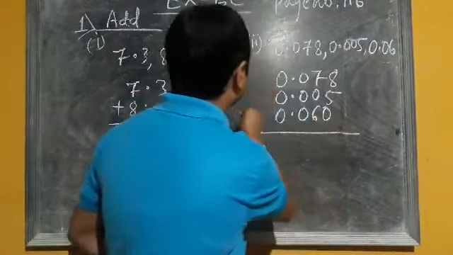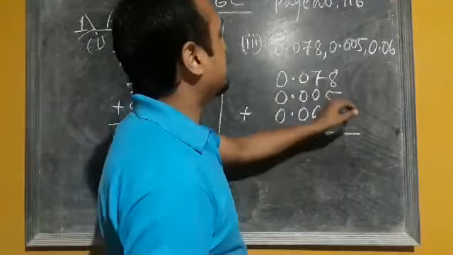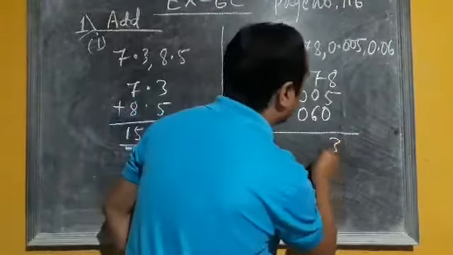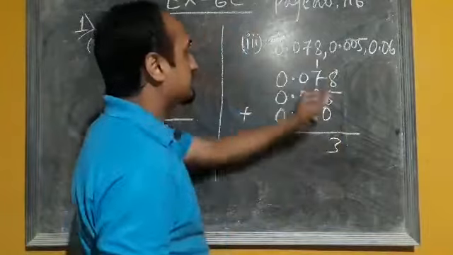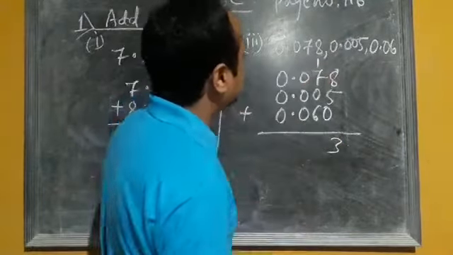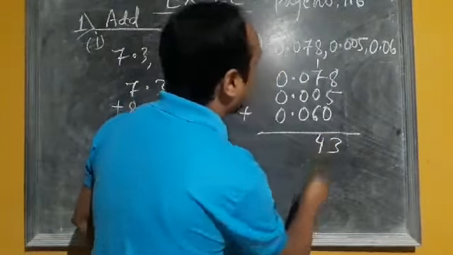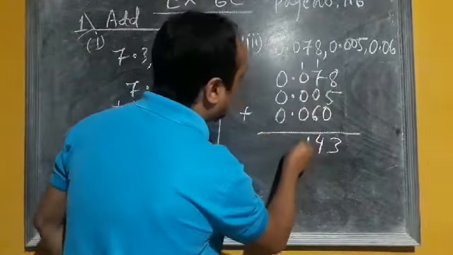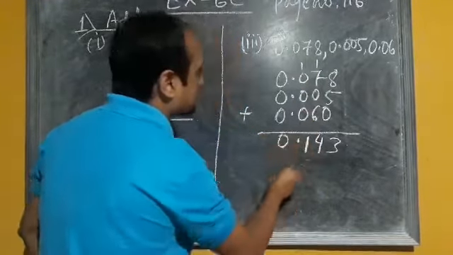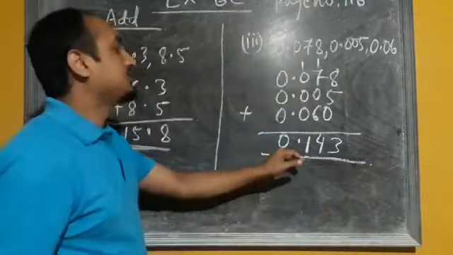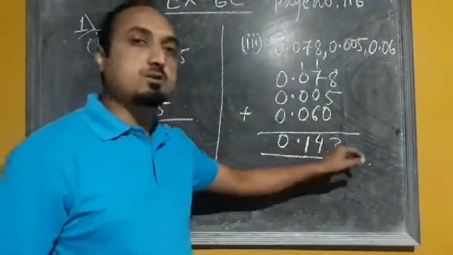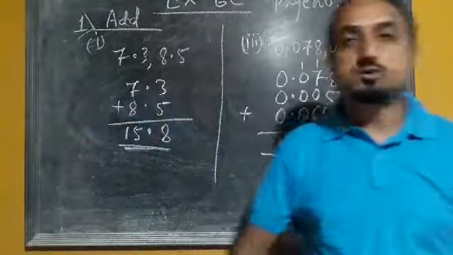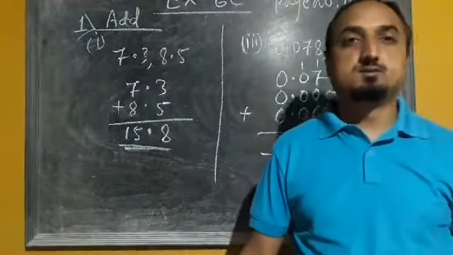Now add it. 8 plus 5 is 13, 3, carry a 1. 7 plus 1 is 8, 8 plus 6 is 14, 4, carry a 1. So 1 plus 0 means 1.0. So your answer will be 0.143.